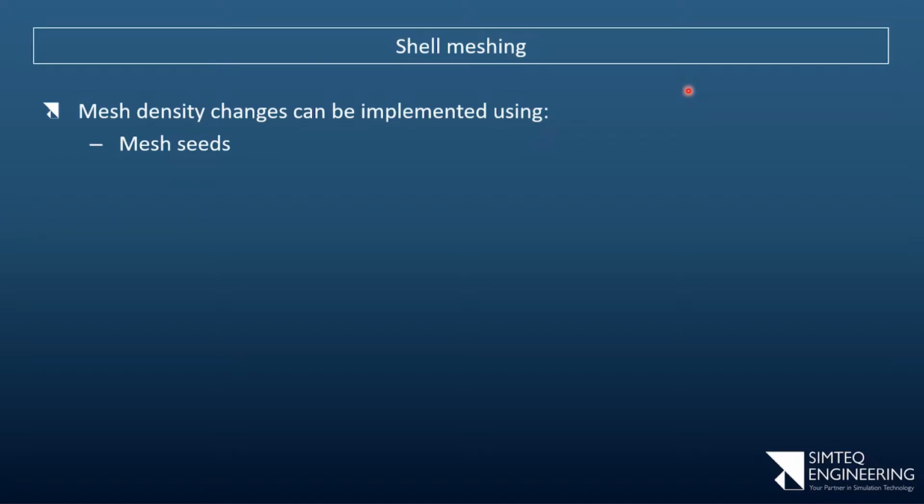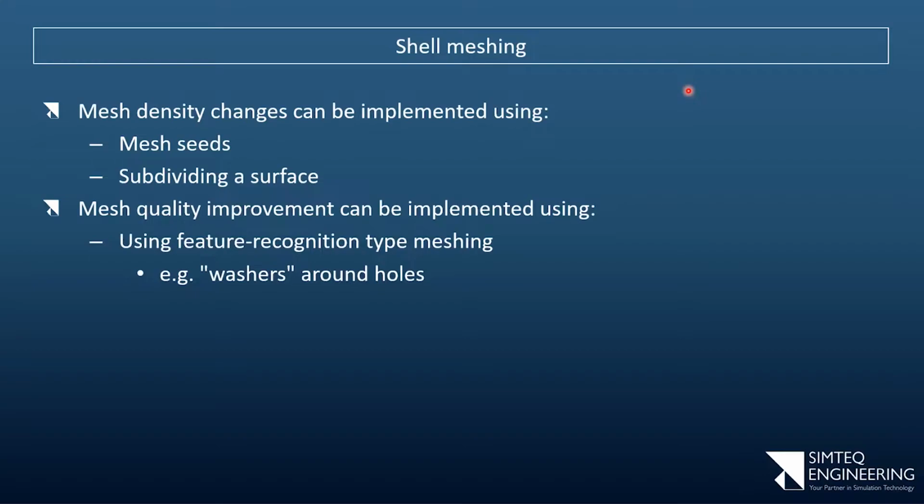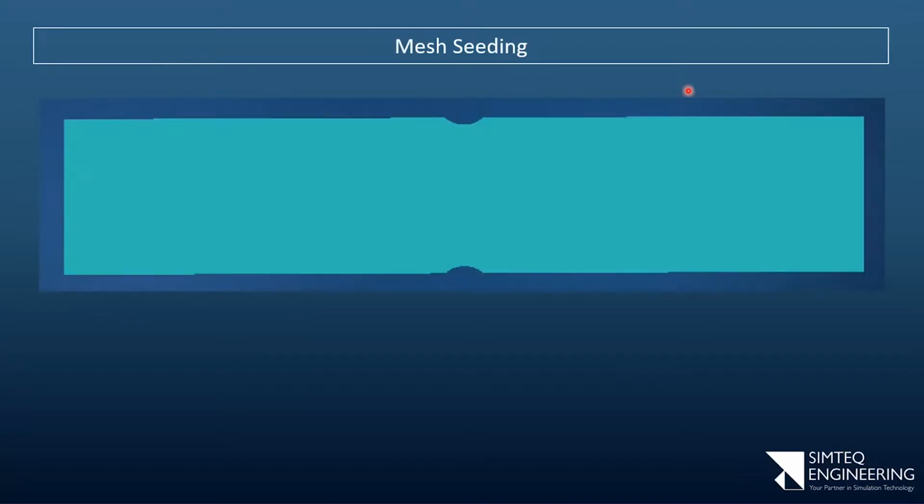How we control the mesh density changes is by a series of different options, one being mesh seeds. We can also subdivide the surface, which is something we tend to forget about. Another one is we can also improve the quality by using some of the feature recognition type of meshing techniques, such as washers around holes and so on. We can also subdivide faces to try and improve the quality. This is similar to the previous comment: that's one way to both change the mesh density, but also force a nice quality mesh in a specific region.